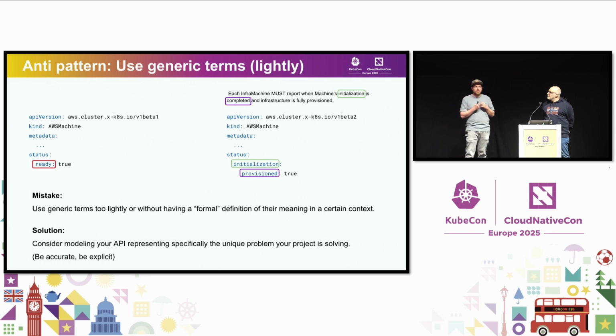It's something we're going to try to fix with the V1 Beta 2 API in our contract there. And the mistake here is simple: just lightly using the wrong wording, which then results in an inaccurate and not explicit API, which could be easily misunderstood.